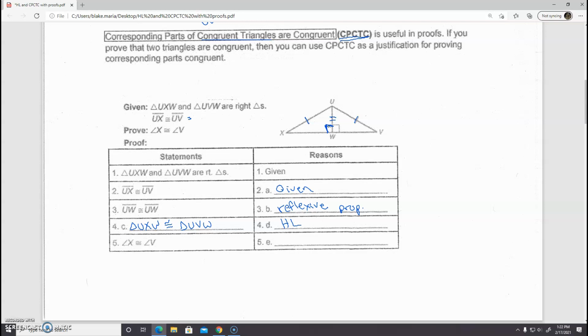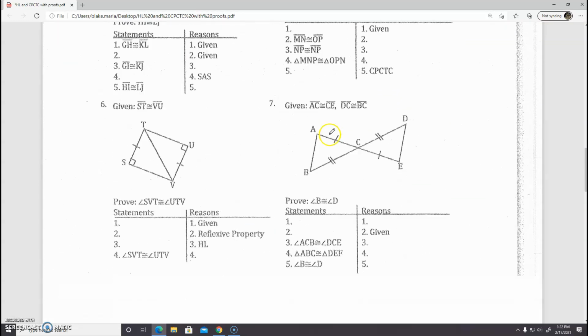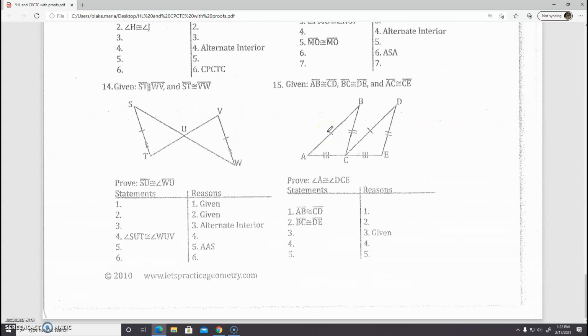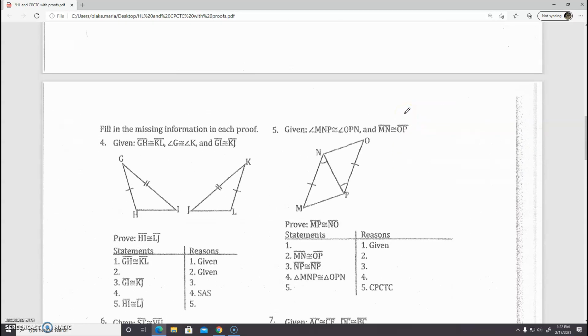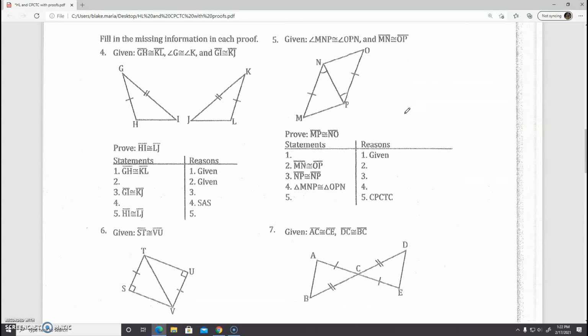All right, so now we proved that these two triangles are congruent. So if these two triangles are congruent, then yes, angle X has to be congruent to angle V because of CPCTC. So again, you tell me the triangles are congruent, you can prove that their parts are congruent. And that's what CPCTC does. So if you notice, there's some proofs. We're going to get really acquainted with proofs here. But I'll do a few with you first.